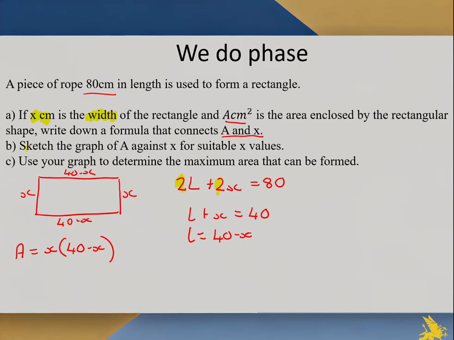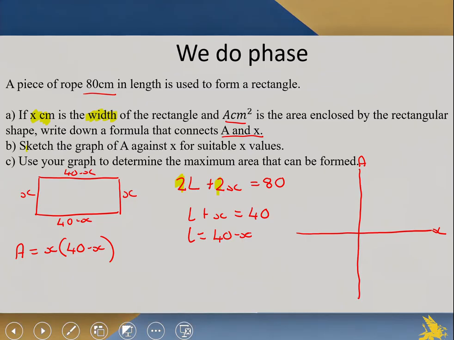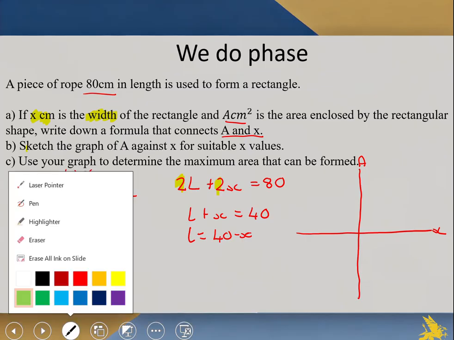Then it says sketch the graph of A and X with suitable X values. So straight away, on the right-hand side, I will just draw this. This is already perfect because it tells me straight away the two values. So the first thing is how can I look at the x-intercepts? That means A is 0. To get A is 0, if the x is 0, the whole thing is 0. Or I can look at it in terms of is 40 minus x 0, the whole thing is 0.